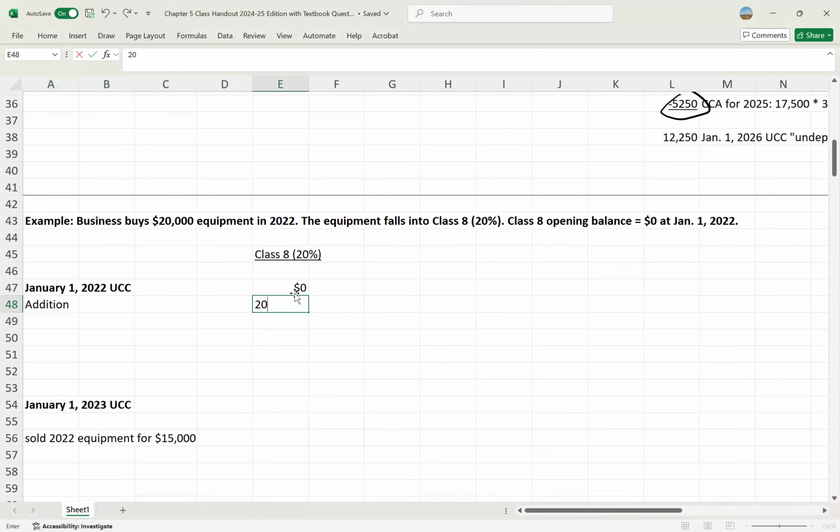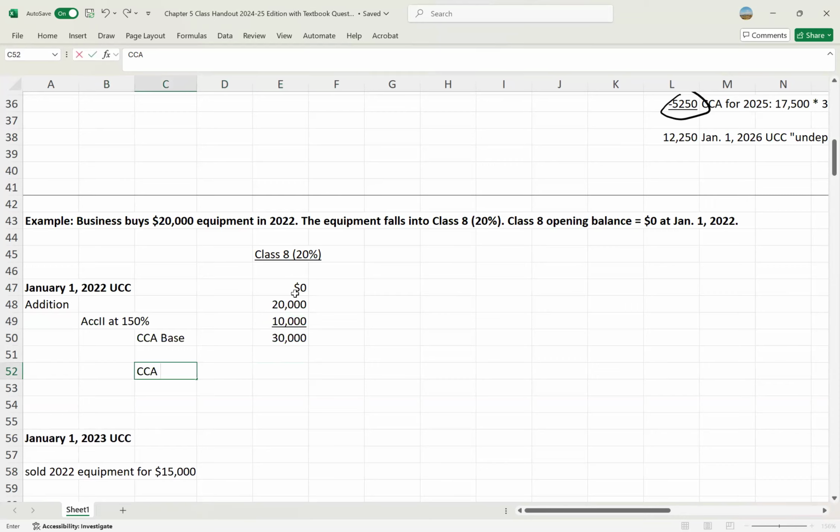of $20,000. And once again, because we are in 2022, the accelerated investment incentive at 150% applies. So that basically means we have to bump this up by an additional 50%, which is 10,000. And so this is going to give us a CCA base of 30,000. So we're going to use 30,000 as our base to calculate CCA.